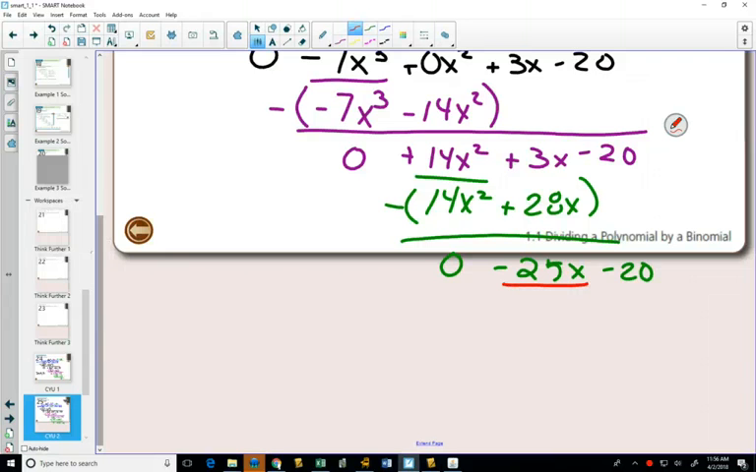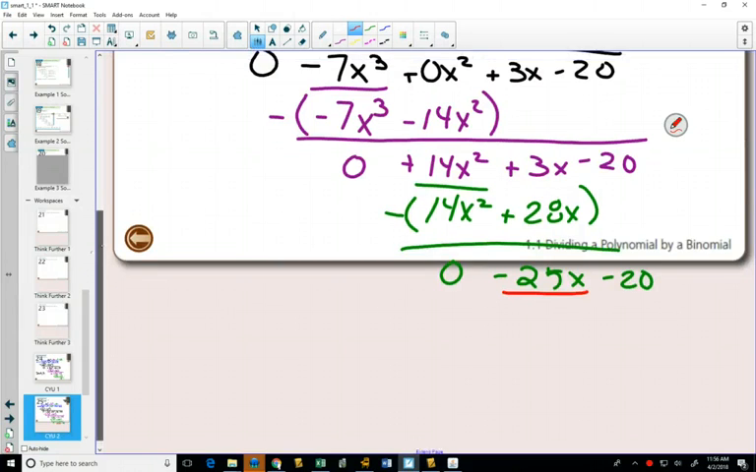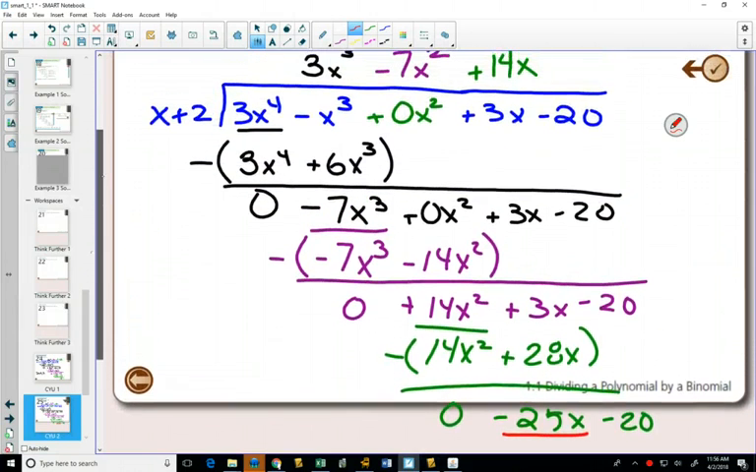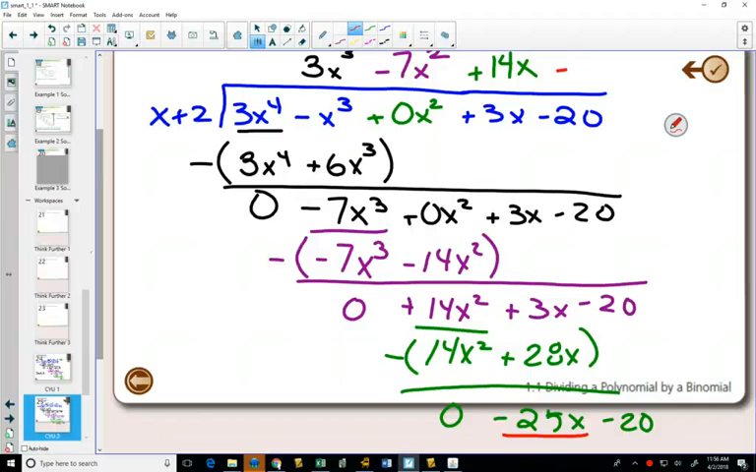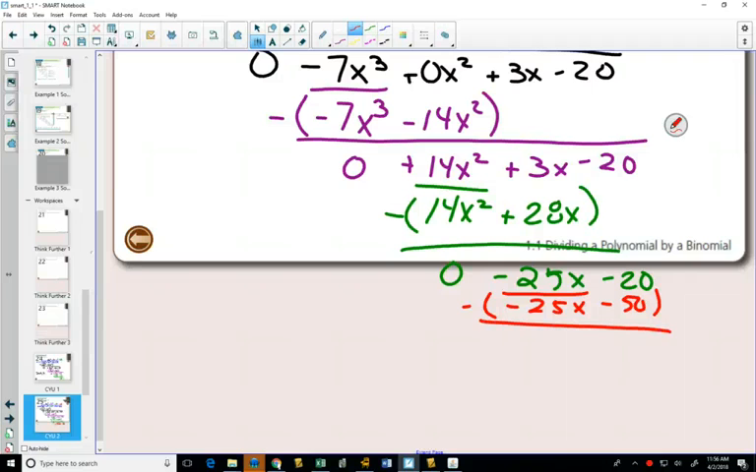Switch to red. Now my biggest term is minus 25x. I would have to multiply by a negative 25 to get that. Negative 25x minus 50. Again, subtract. This will be 0. Negative 20 minus a negative 50 will be plus 30, and that's our remainder.